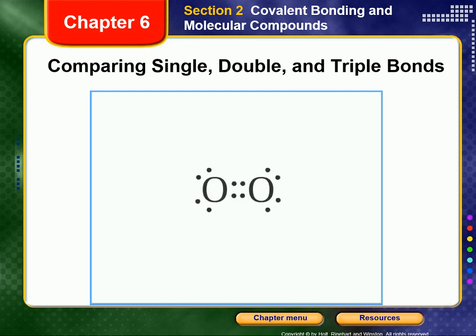Double covalent bonds are formed when two pairs of electrons are shared between two atoms. Again, each set of shared electrons can be represented with a line. Double covalent bonds are usually shorter and have higher bond energies than single bonds. Triple covalent bonds are formed when three pairs of electrons are shared between two atoms. Each set of shared electrons can be represented with a line. Triple bonds are usually shorter and have higher bond energies than single or double bonds.